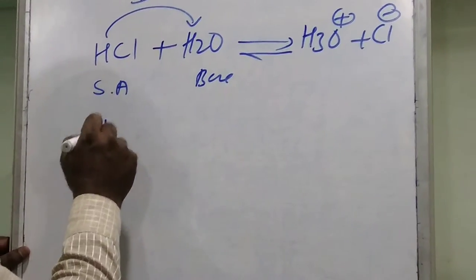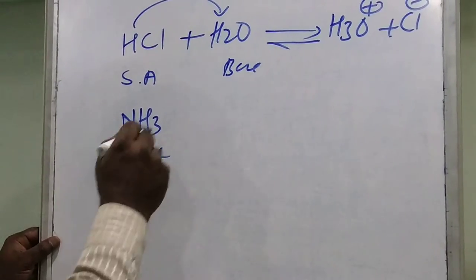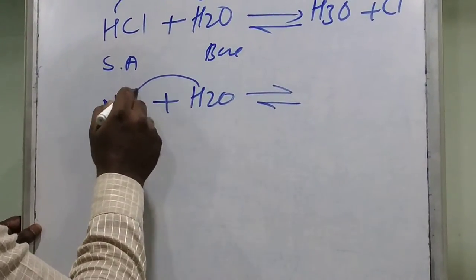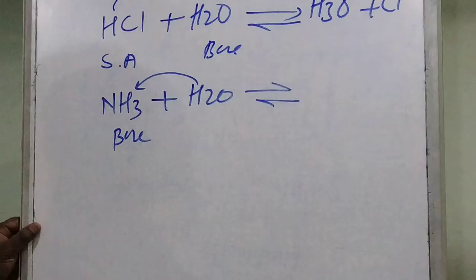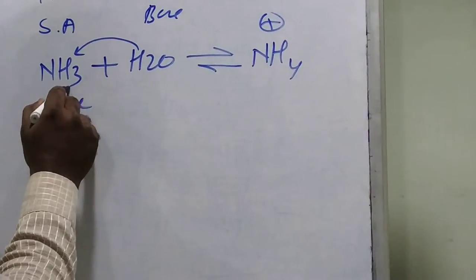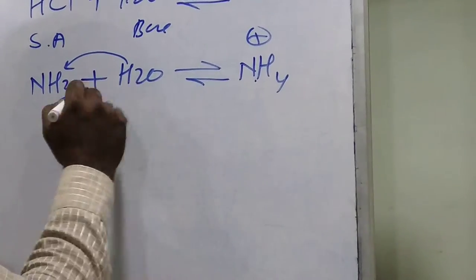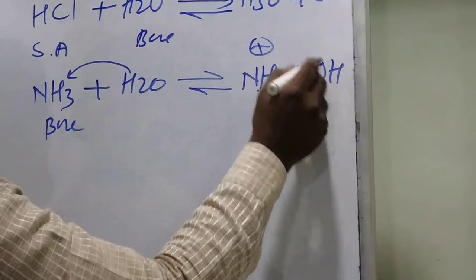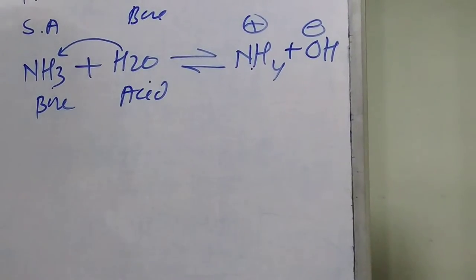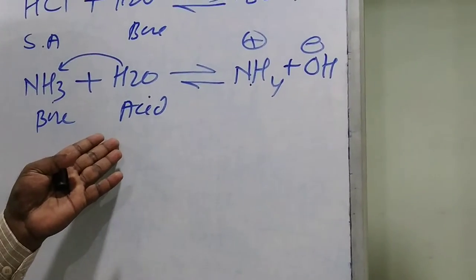Now in the second example, ammonia is a base. When you put it into water, the water will donate a hydrogen ion, H+, to ammonia. NH3, after accepting one proton from water, will become NH4+, and water, after donating, will become the OH- ion. Here water is donating a proton, so that's why it is an acid. So here in the previous example water is a base, and in this example water acts as an acid.